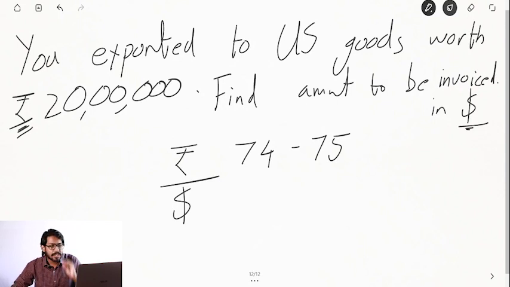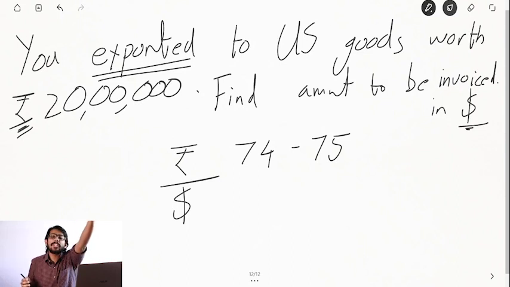No. Pay attention guys. You are an exporter. Pay very close attention. You are exporting some goods that is worth 20 lakh. Okay. You export it to US and the US person is sending you money. What money will he send you? Will he send you rupee or dollar? The US fellow will definitely send you dollars.